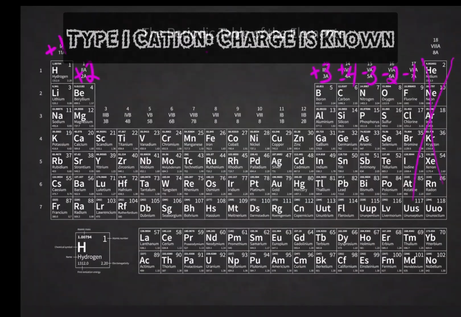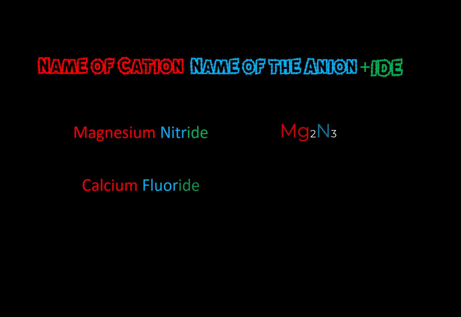When the cation is a type 1 cation, one that we know the charge of, we can simply name the cation and change the ending of the anion to have the suffix "ide", and then we have the name of the compound. Here are some examples of type 1 ionic compounds and their names.